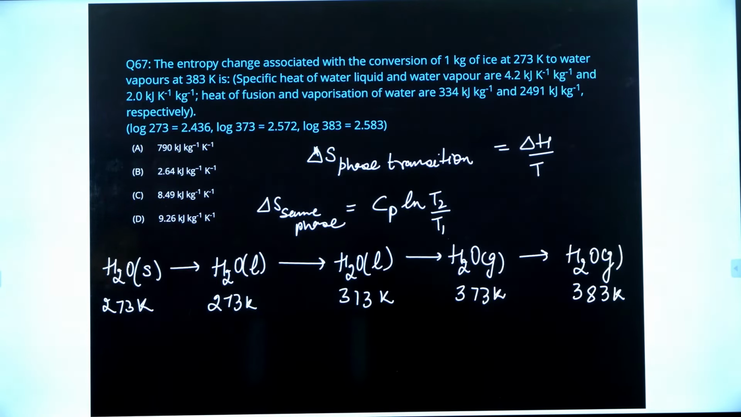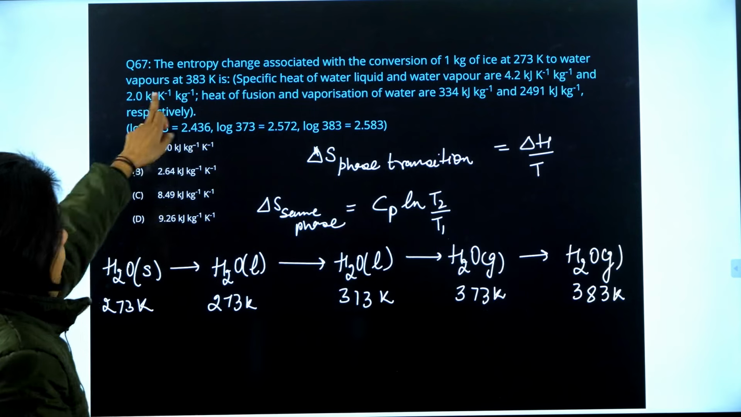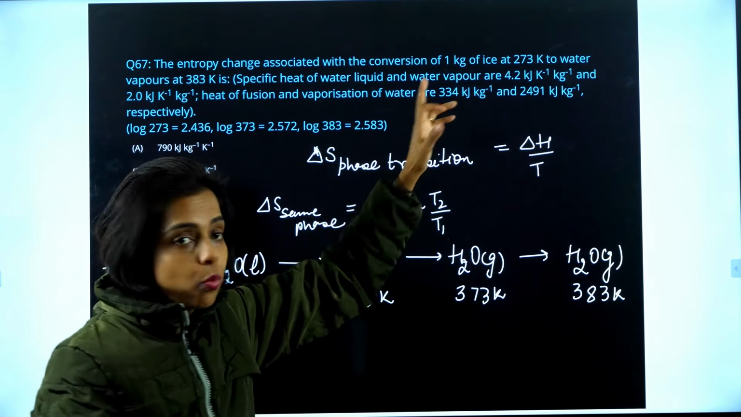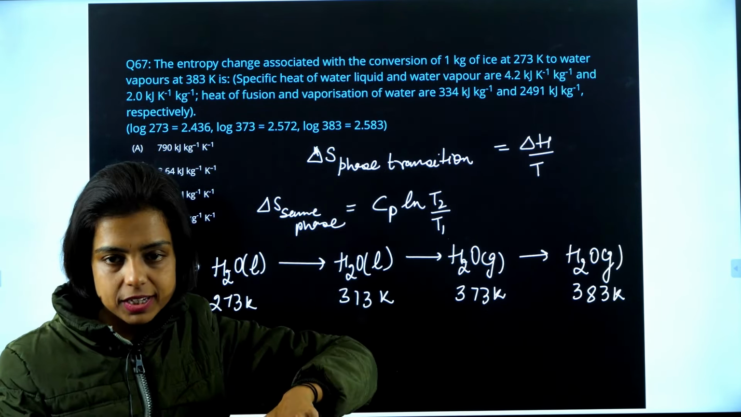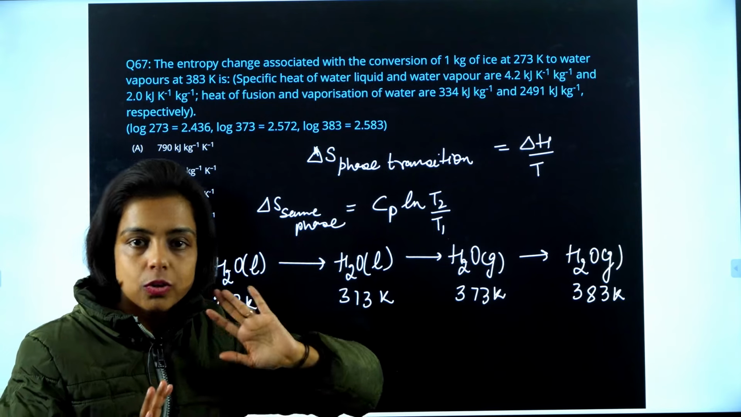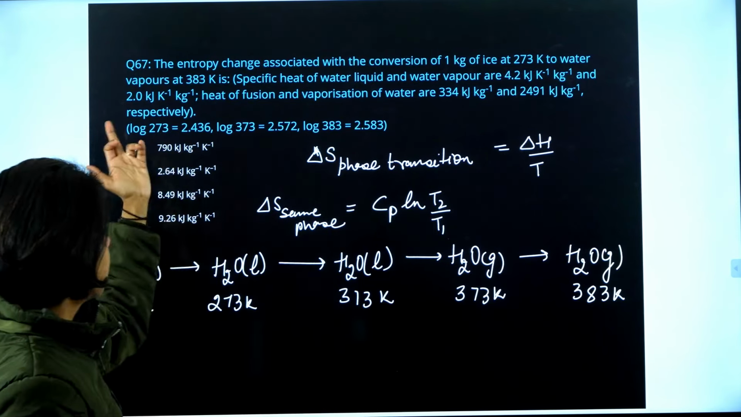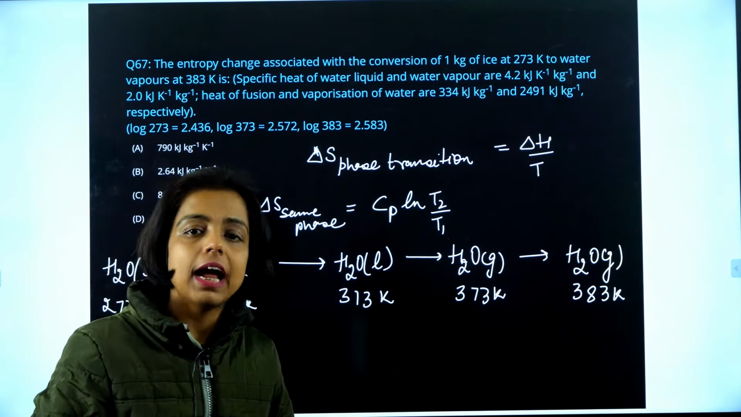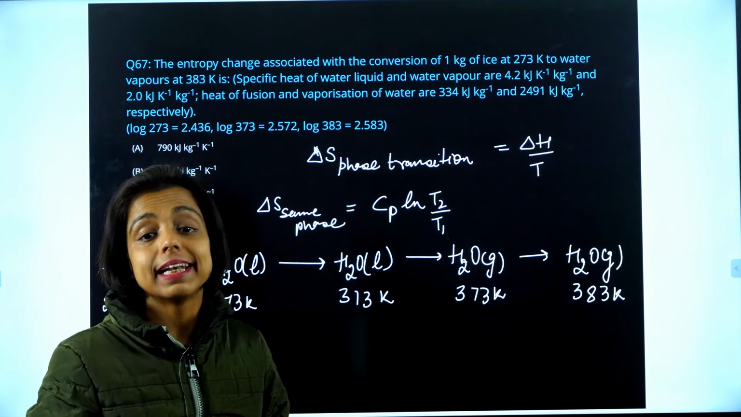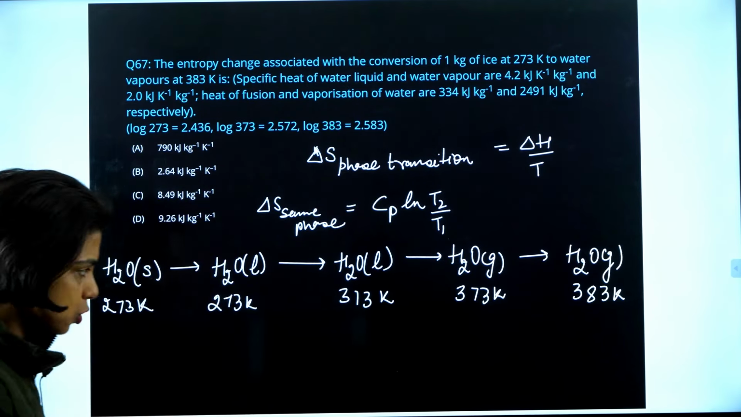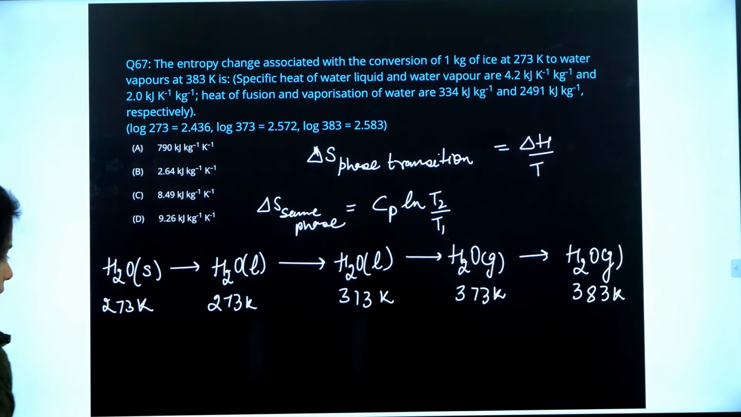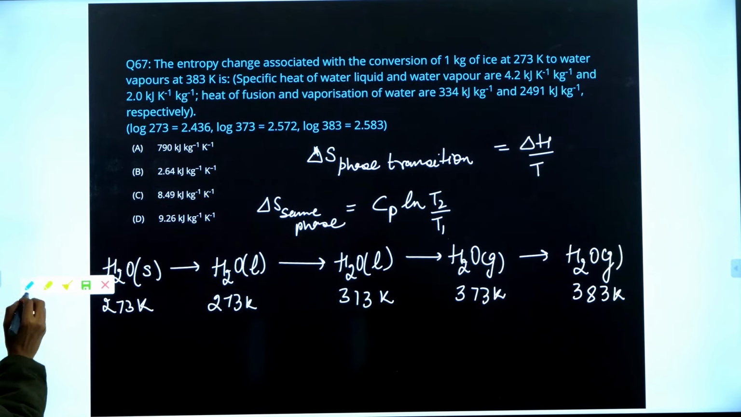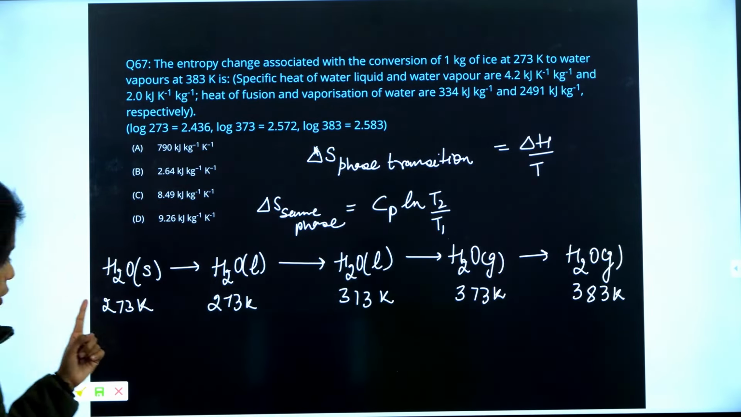Okay, now the 67th question. Interesting question. The entropy change associated with the conversion of 1 kg of ice. You have 1 kg of ice at 273 Kelvin. You have to convert that into water vapor at 383 Kelvin, and they're asking you the overall delta S, the entropy change. So what is happening actually? You have H2O solid at 273 Kelvin, that is ice, right?